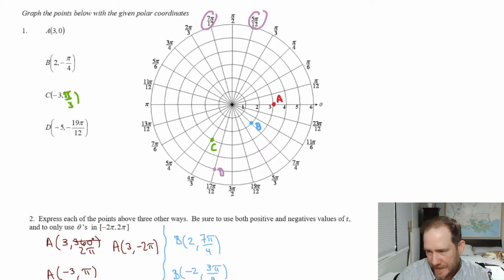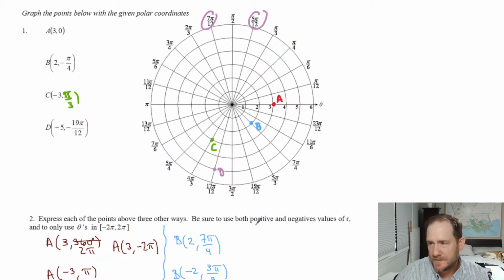And of course our negative option would be -2, and our negative angle would come around to 3π/4. That would be 5π/4, -5π/4. So all of those ordered pairs should have the exact same location in the plane as that one.